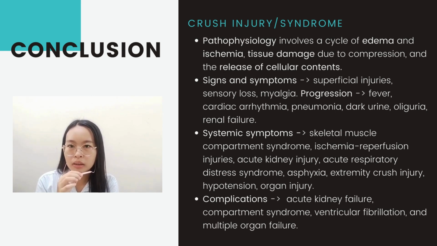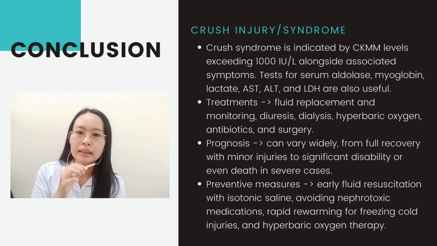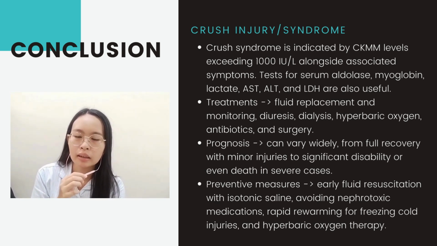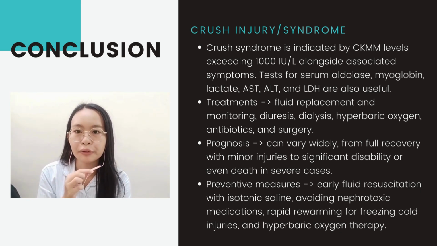Complications arising from crash syndrome can include acute kidney failure, compartment syndrome, ventricular fibrillation, and multiple organ failure that increases the risk of mortality. Crash syndrome is indicated by a serum muscle-specific creatine kinase level exceeding 1,000 international units per liter alongside associated symptoms. Tests for serum aldolase, myoglobin, lactate, AST, ALT, and LDH are also useful.